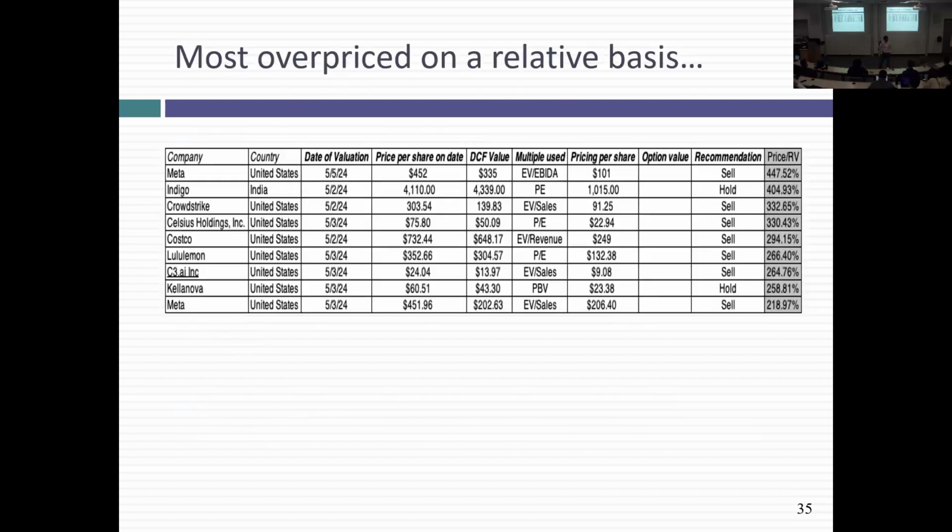Actually, Sydney, there's another Meta on that list as well. So you're not alone in believing it's overpriced. That other Meta has twice the pricing of yours, which can happen, right? Your peer groups can be different, so you can end up with different multiples, but they're both delivering the same message.